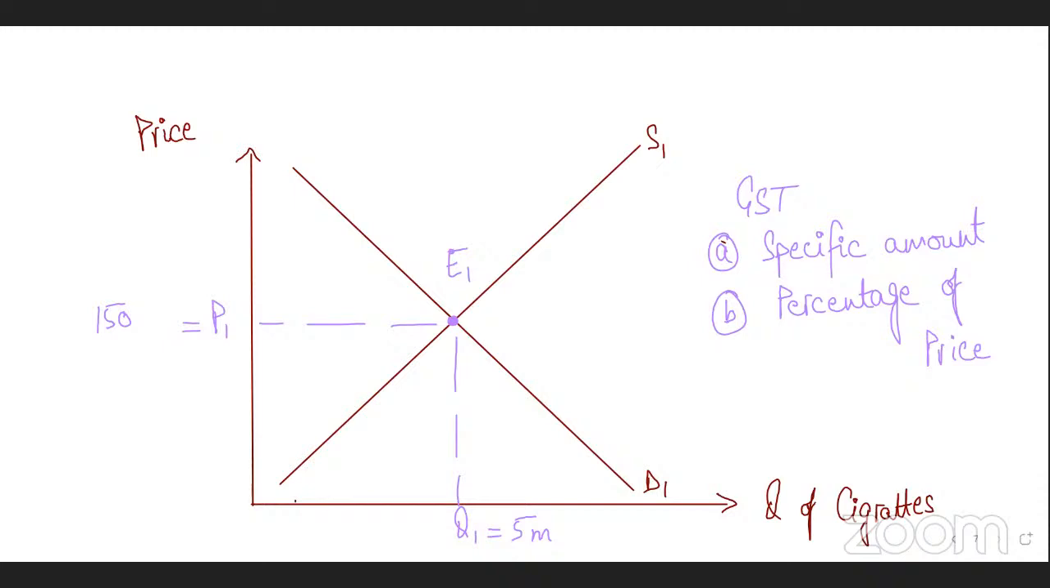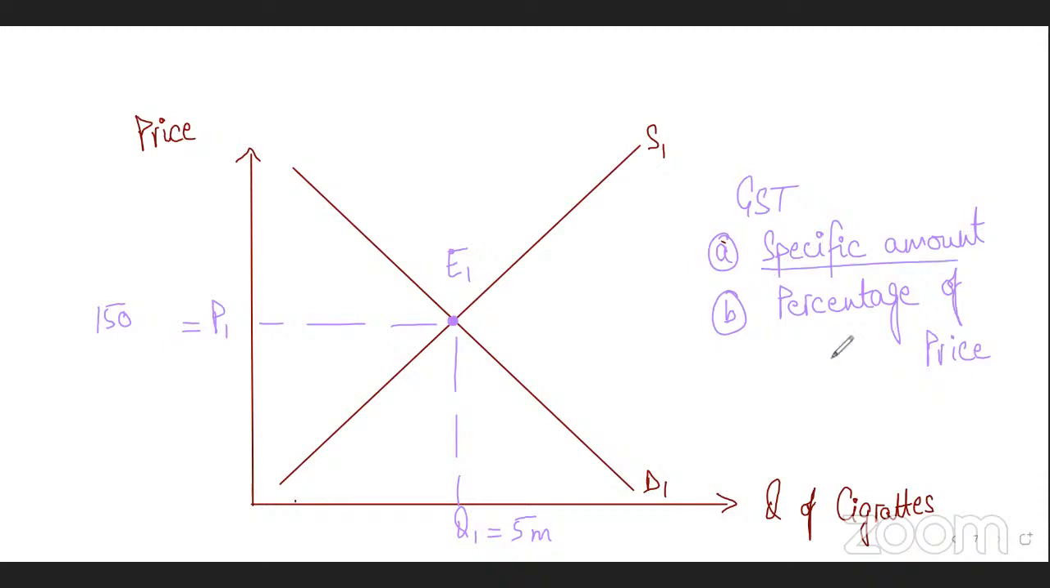Specific amount per unit means that regardless of whether it's Benson and Hedges or Marlboro or whatever the different brands are, we will charge 20 rupees on each packet.